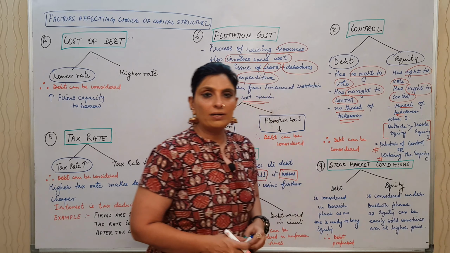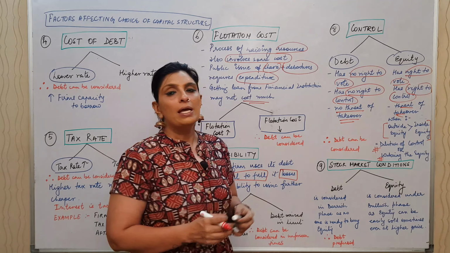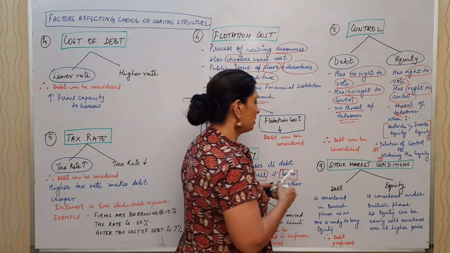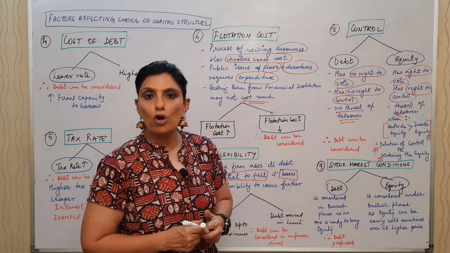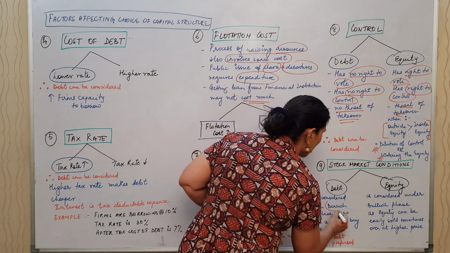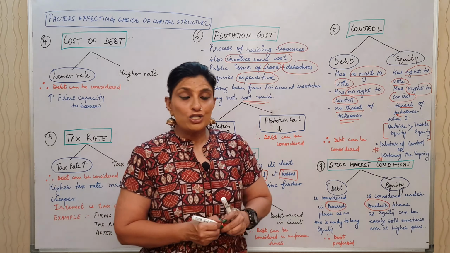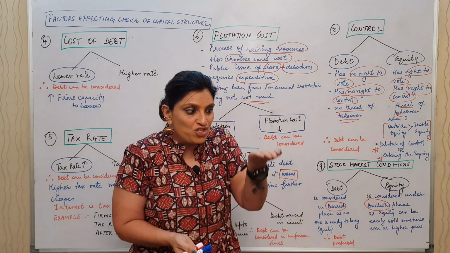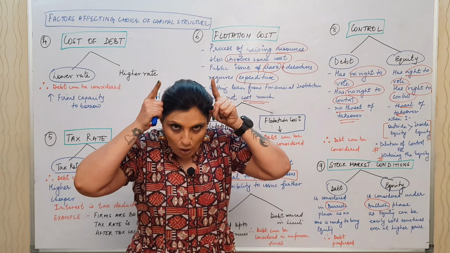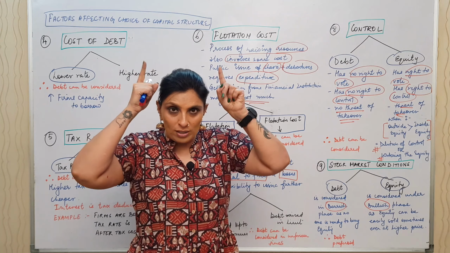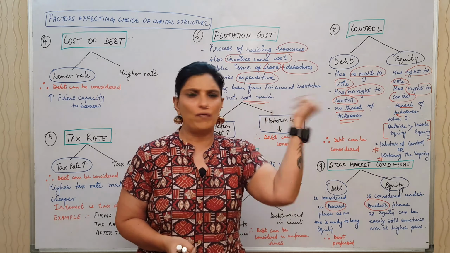Last point is stock market conditions. For this board, last point is stock market condition. See, when can debt or equity be raised? Debt or equity can be raised depending on whether the market is bearish or bullish. Now, when is the stock market bearish and when is it bullish? When share price is rising, the stock market is bullish. Like a bull puts its victim on its horns and throws it in the air, similarly, in a bullish phase, the price of the equity goes very high.